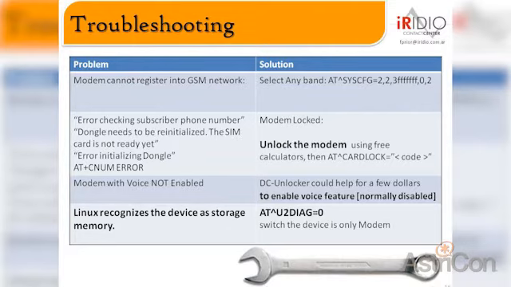Okay, here I've prepared a table that shows some of the most common problems or mistakes you can encounter during the installation. Normally, the problem is solved by unlocking the modem or enabling voice features that are normally disabled. Another common problem is that Linux recognizes the device as memory storage instead of a GSM modem. So the solution is to execute with minicom AT^U2DIAG=0. This command will set the device in modem-only mode.